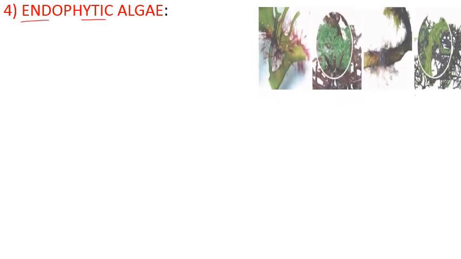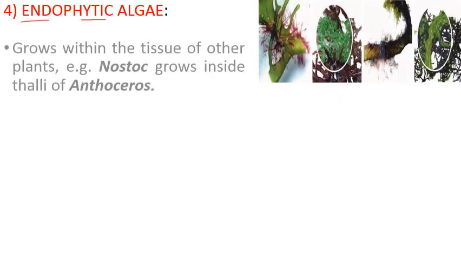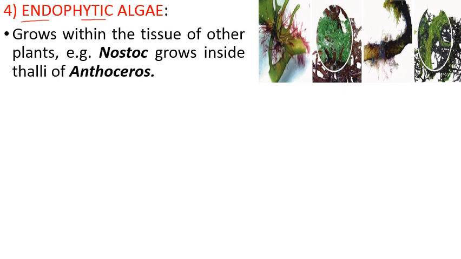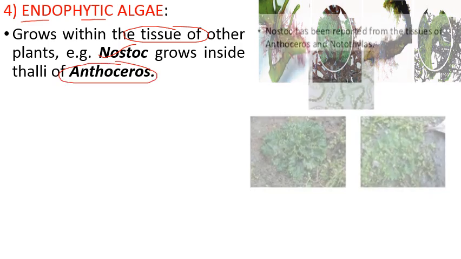Next comes the next category under special habitat, that is endophytic algae. Endo means inside, phytic means plant. Algae that are found inside the plant body. So algae which grow within the tissue of other plants, like we have Nostoc that I have already discussed, which lives in the thallus of Anthoceros.